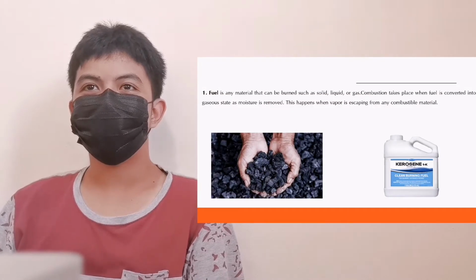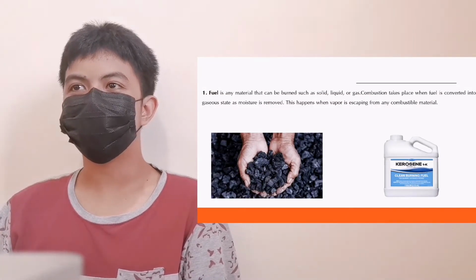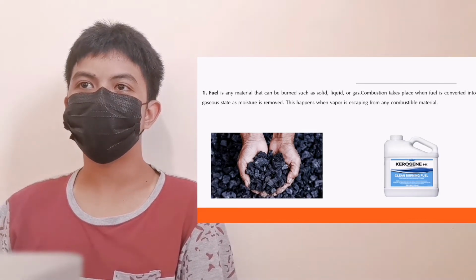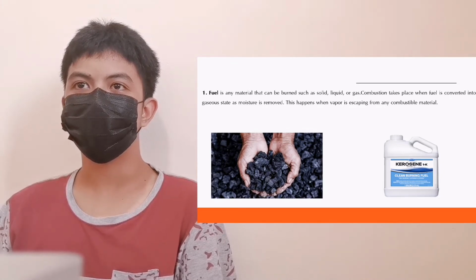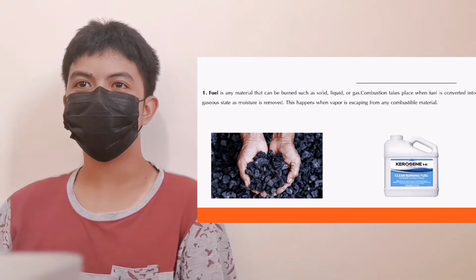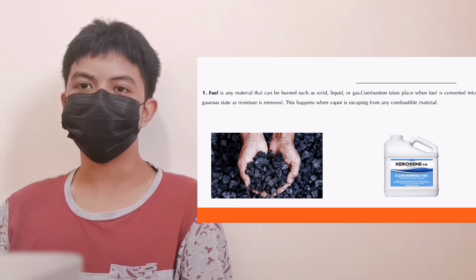First element, fuel, is any material that can be burned, such as solid, liquid, or gas. Combustion takes place when fuel is converted into gaseous state as moisture is removed. This happens when a vapor is escaping from any combustible material. Example of fuel is carbon and kerosene.